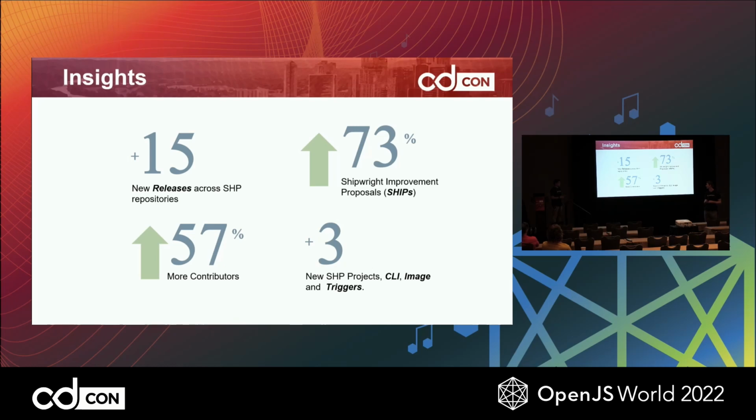We have what is called the Shipwright improvement proposals. You can see this as cool ideas that the community is working on in order to enhance the Shipwright state. So we increased there with more than 70%. And also, all of these proposals are already implemented as part of the Shipwright API. The last thing, and now I will give back to Sascha, is we announced today 3 new Shipwright projects. That's the CLI, that's the Shipwright image, and that's the Shipwright triggers.